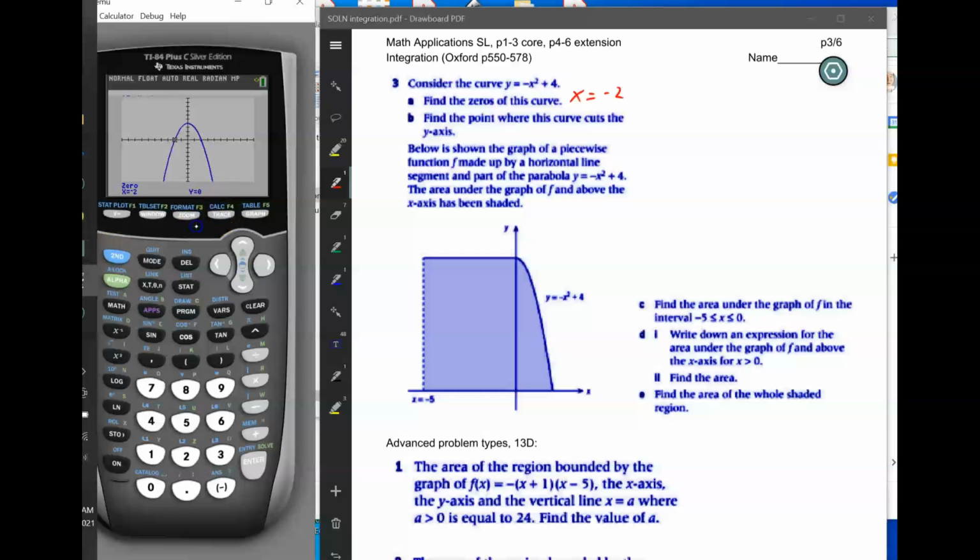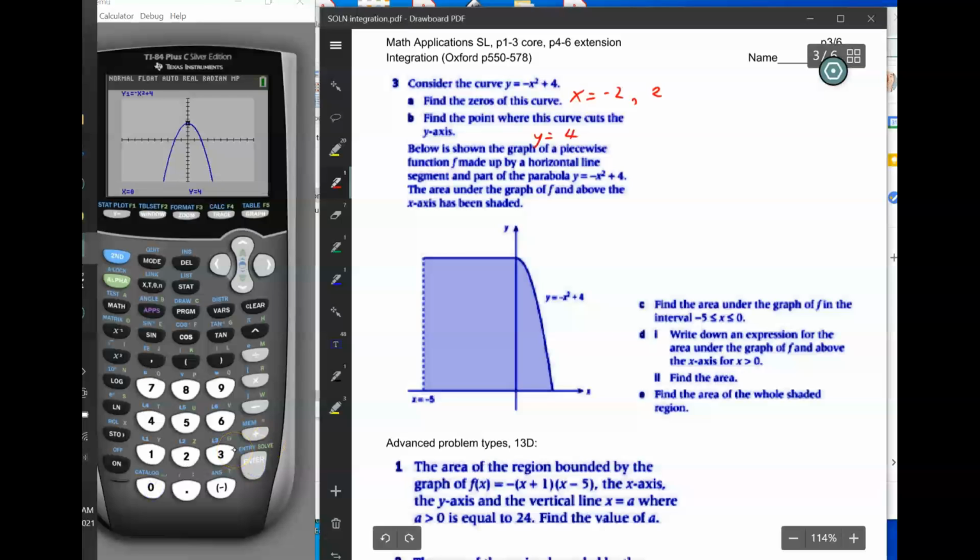We're going to do second calc 0, and the left bound we're going to put like 0, and the right bound we'll put like 4, and then we'll hit enter for the guess, and it says that the second intersection with the x-axis is 2. So we found both of the zeros. Find the point where this curve cuts the y-axis. So that would be the y-intercept, which we can easily find by doing trace 0. And the y-intercept is 4.